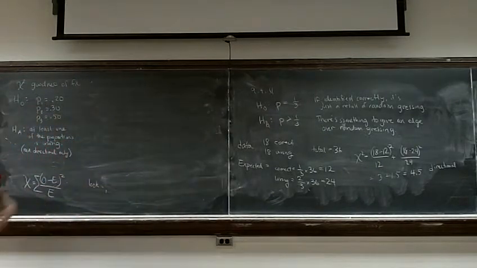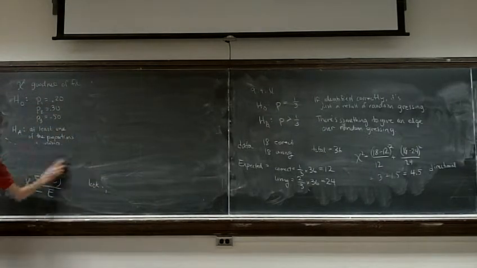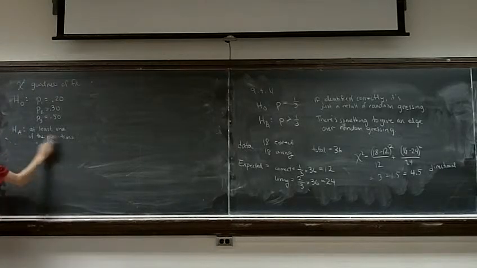So yeah, when there's only 2 categories, you can just write a P. You don't have to write both.